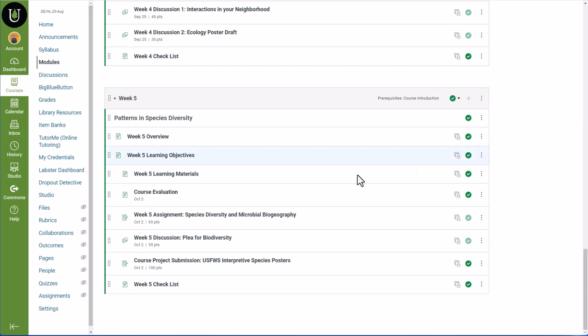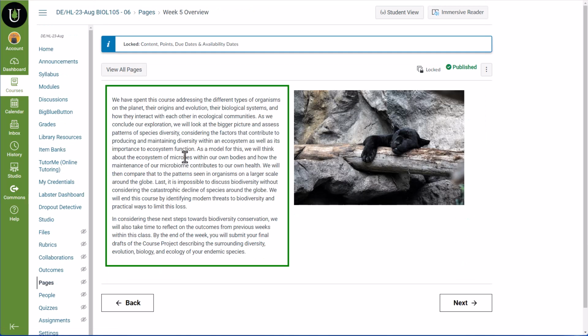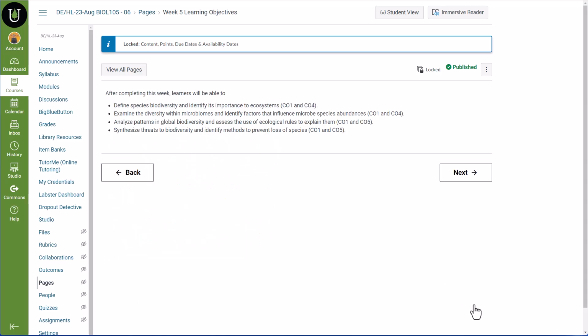Take a look at what you're doing this week in our final week of class. This week we are covering patterns in species diversity. We'll take a look at some of the global patterns we see in species diversity, what is driving some of those patterns, what are some of the threats to species diversity, and why is that important. In addition, it's asking you to draw some comparisons between what we see in global species diversity and what we might see at the microbiome level.